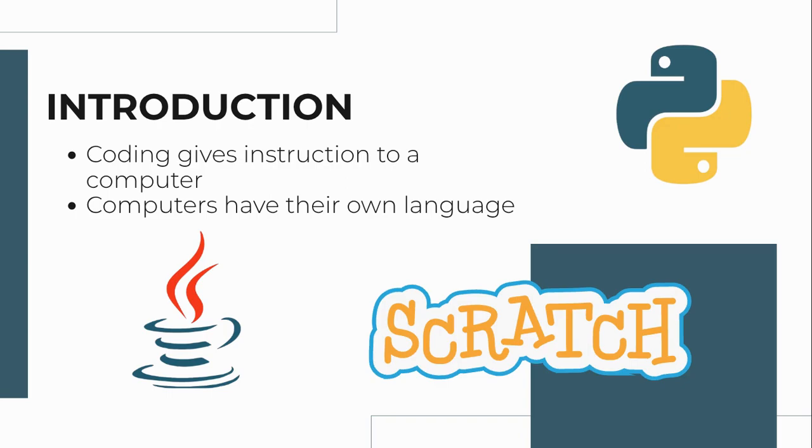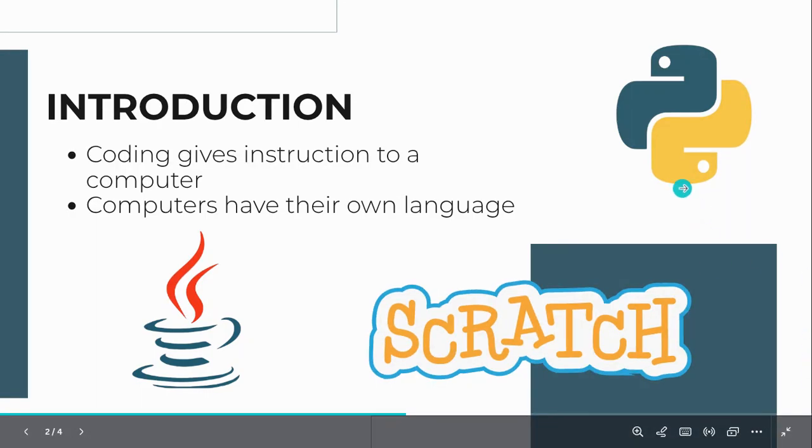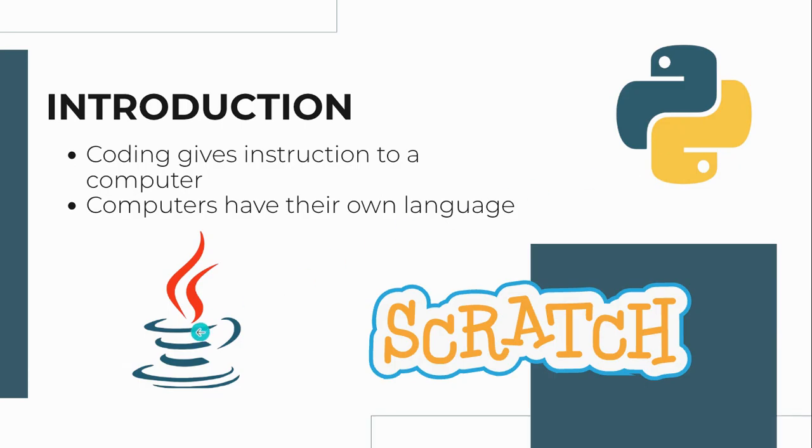Just like how you give instructions to a person, you can also give instructions to a computer, but in a language it understands. So a computer doesn't understand English or human language the way that we do. So we use special languages like Python or Java or even block coding such as Scratch.